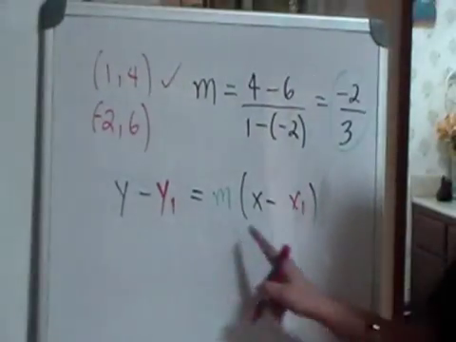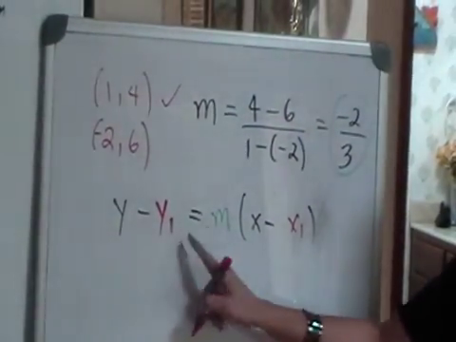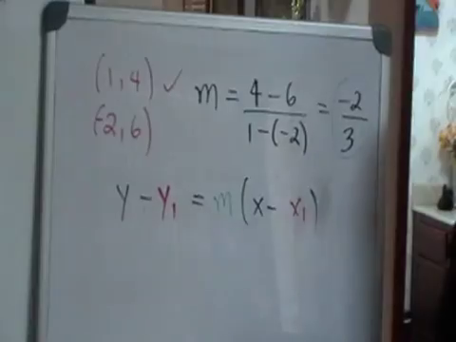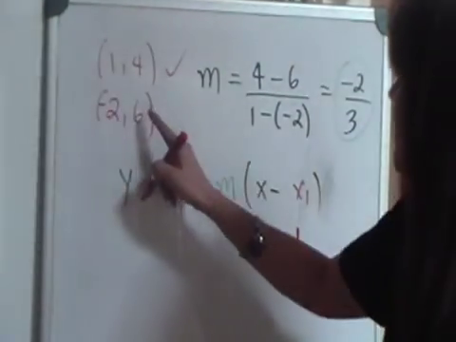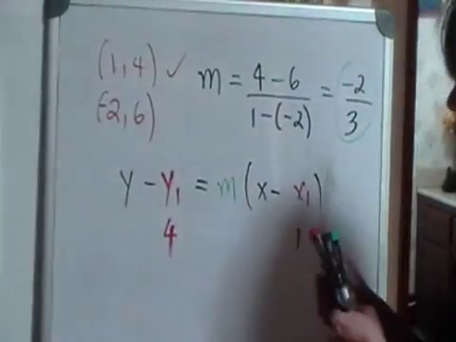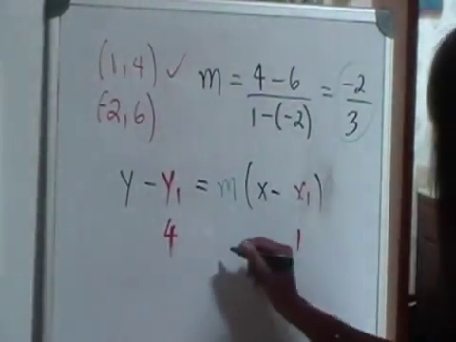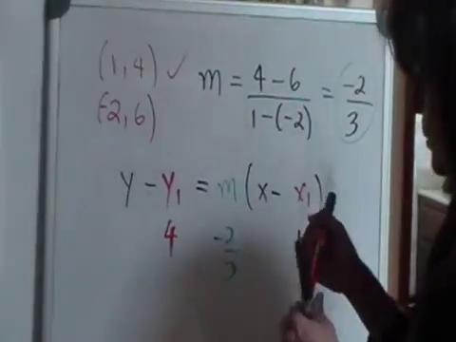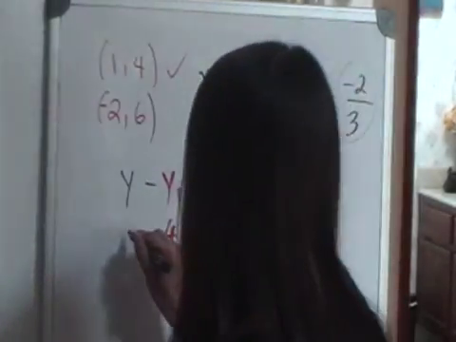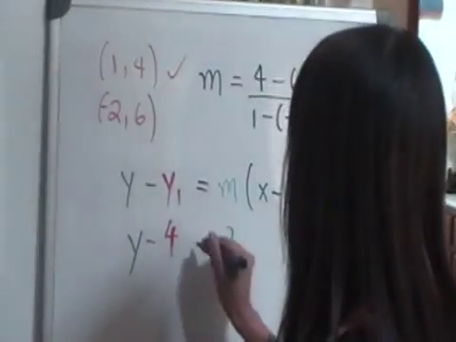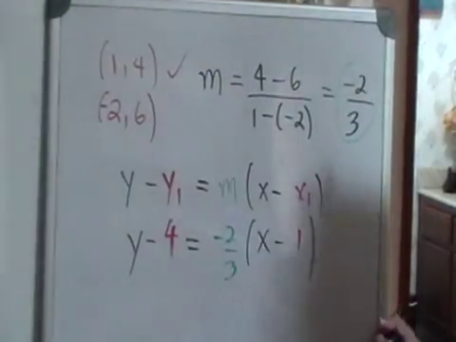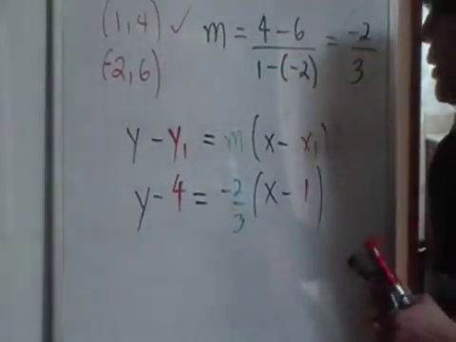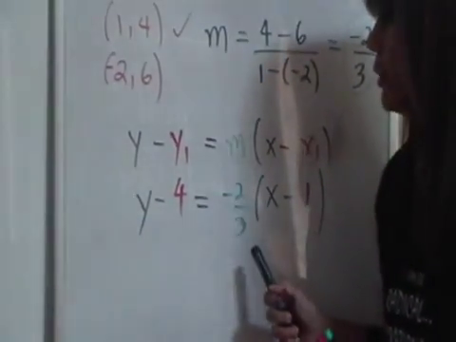So all we have to do is replace x sub 1, y sub 1, and m by their values. So here we have x sub 1 is 1, y sub 1 is 4, and we calculated our m to be negative 2/3. And let me just finish this formula here. So I have y minus 4 equals negative 2/3 times the quantity x minus 1. So there's our starting equation where we use the point slope form.